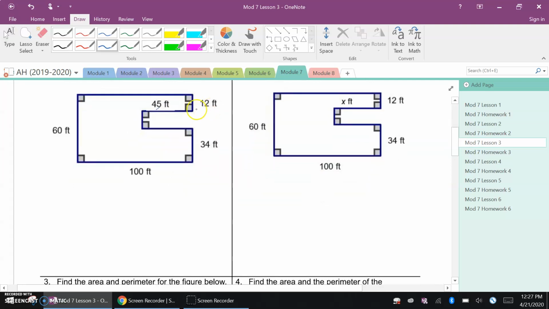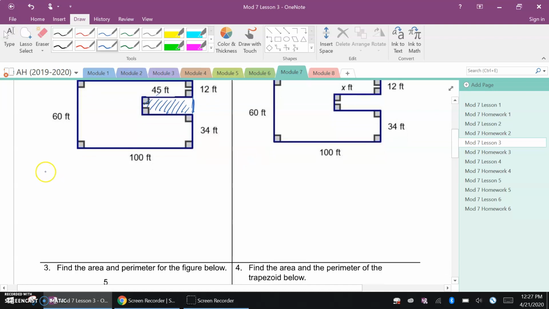Another way you can do this is to close up the box and subtract out the little rectangle from the big rectangle. So if we take the area of the big rectangle and subtract out the area of the small rectangle, that's going to give us the shape that we have left there. So the formula for the area of the big rectangle would be length times width, and we're going to subtract out the length and width of the smaller rectangle.